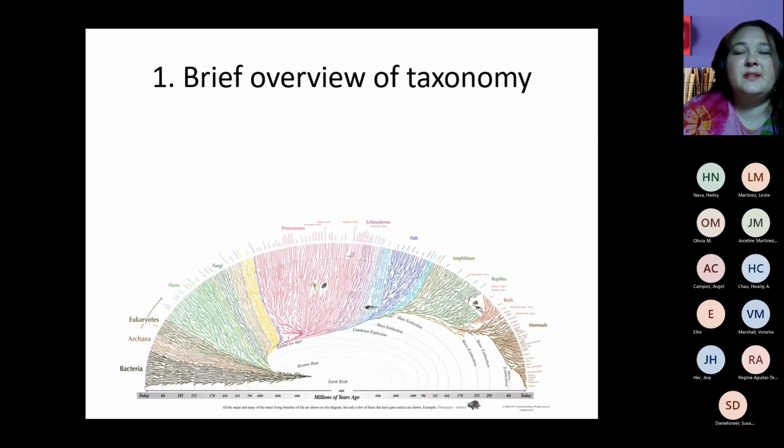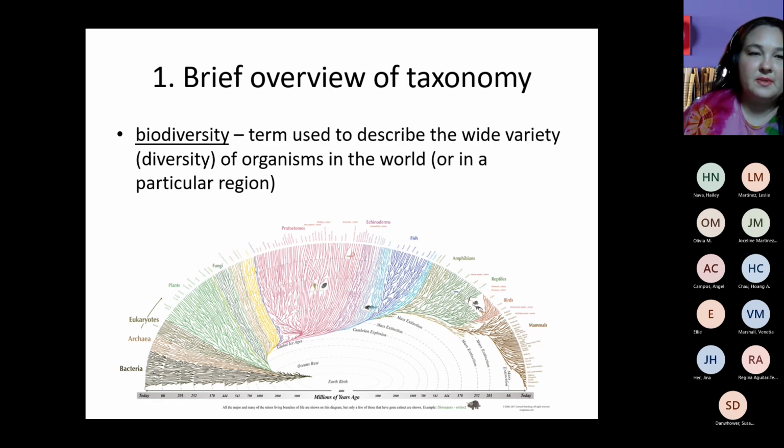Mostly taxonomy. Taxonomy is the study of naming and describing organisms, and it has to do with biodiversity. Biodiversity is the term used to describe the wide variety or diversity of organisms in the world.